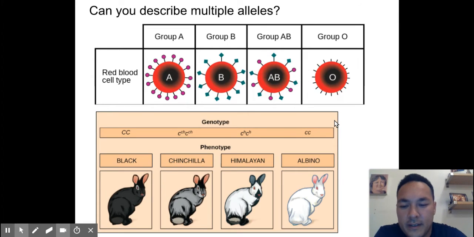And here's one with rabbits and chinchillas. And so they can have different coat colors and different alleles and all kinds of stuff. So this is kind of cool. They have to really figure things out if they want to be a rabbit breeder.